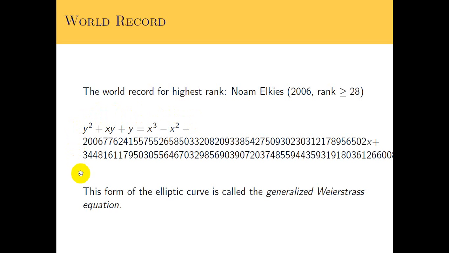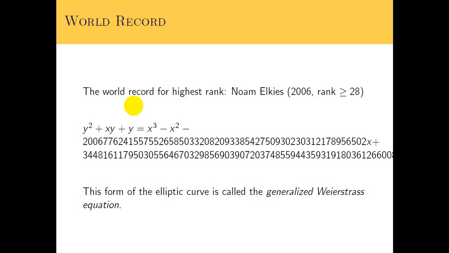So this is a good time to talk about the generalized Weierstrass equation. Notice that this form is a little bit different than what we talked about earlier. In the form that I discussed on slide 1, we just said y squared equals x cubed plus ax plus b. So what is this xy, y, and negative x squared term here? It turns out that you can reduce this equation to the form that we talked about earlier, y squared equals x cubed plus ax plus b, by doing a bunch of change of variables. It's very complicated.